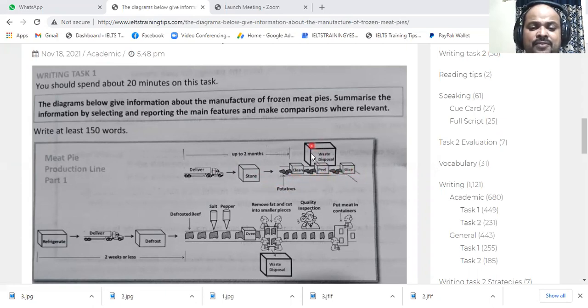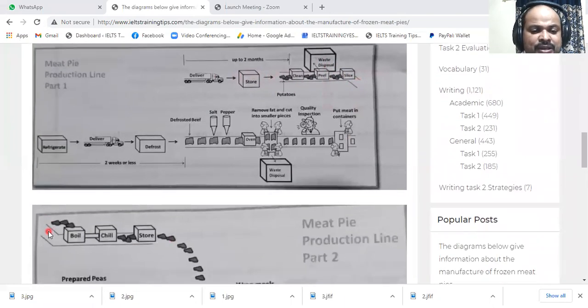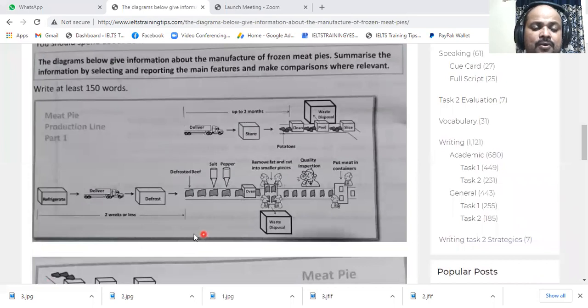So this is irrelevant, so waste disposal. We don't have the relevance there. Now we can see some arrow here, and it's continuing in production line 2. It's boiling, chilling, storing, and all these things. So we have in production line 1 another thing, that is the beef.